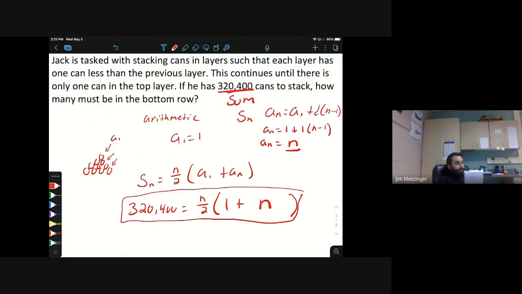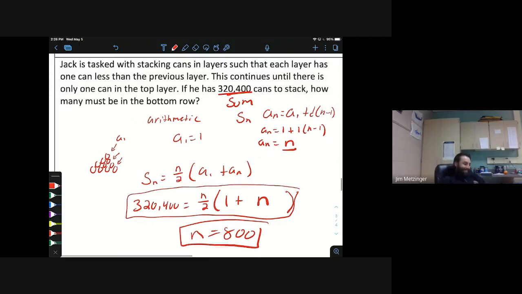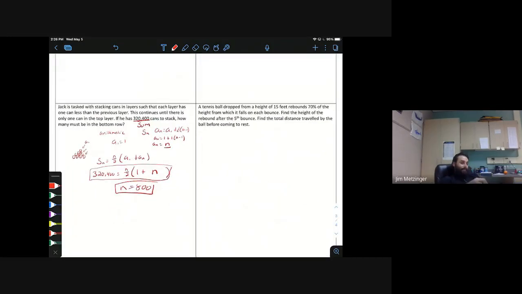Oh, I got 800. 799 and a bunch of nines after it. 800. So he had to have 800 cans in his first row. Think your piece of paper is big enough for 800 circles? Last one.